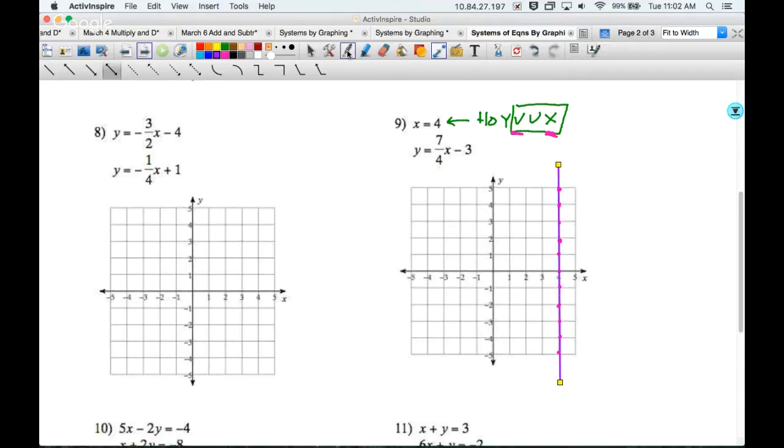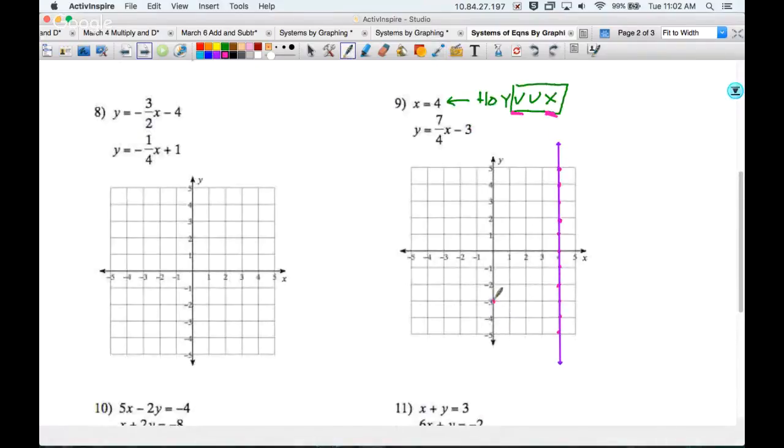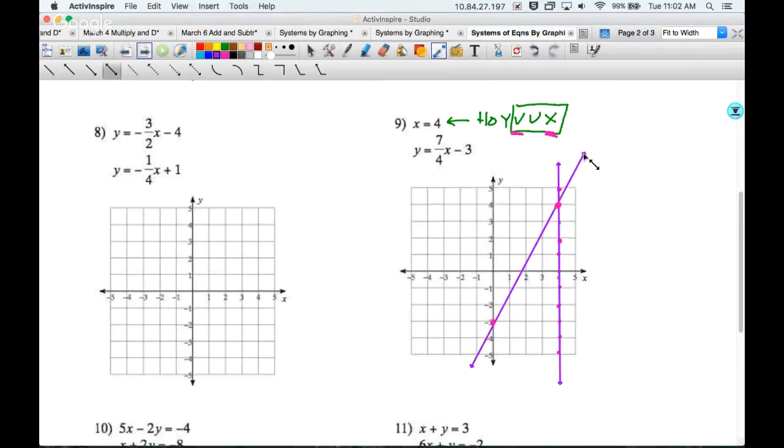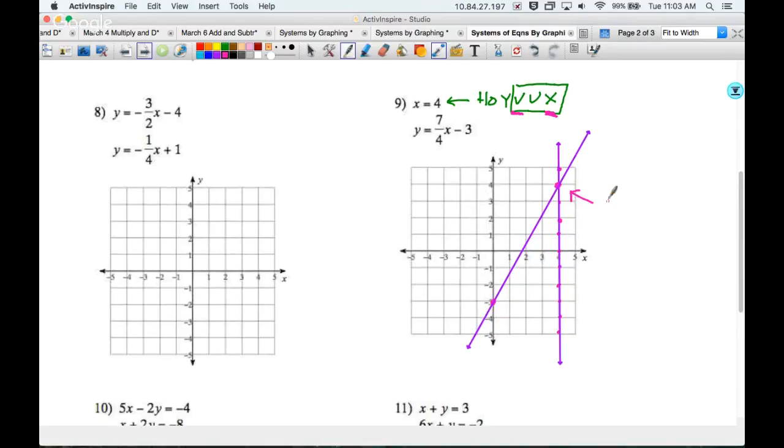Now to graph our other one, same system, point at -3, our y-intercept, up 7 over 4. So up 7 over 4 lands us right there. Connect these up, and we can see that they intersect at that point up here in the first quadrant, 4, 4. Emphasize our answers by saying x equals 4, y equals 4.